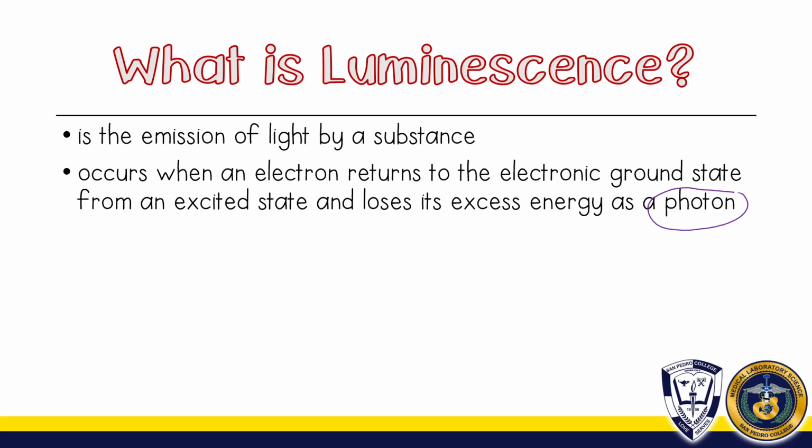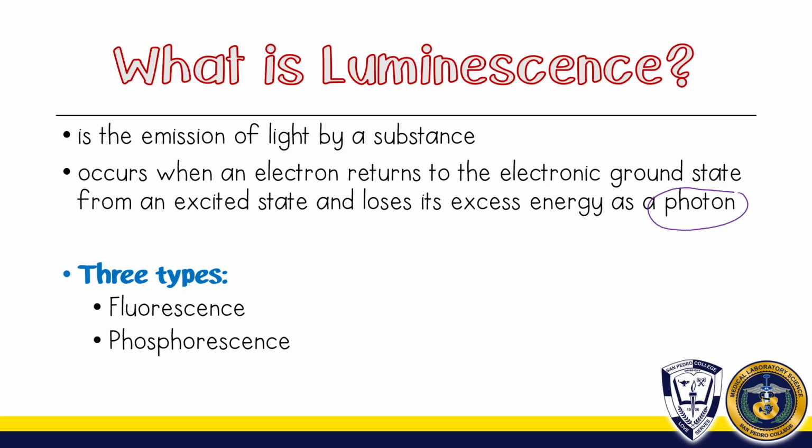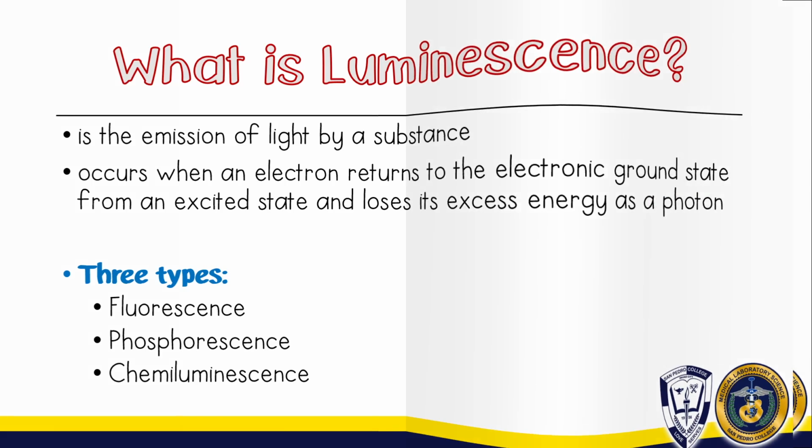We will explain this statement further later via a video, so that you can picture the excited state of the electron and why energy is lost. Luminescence has three types: fluorescence, phosphorescence, and chemiluminescence. For the next part, that would be your video. Kindly watch this first.